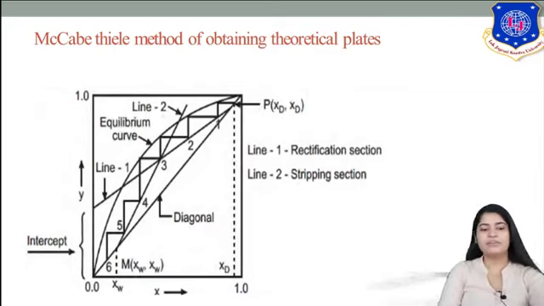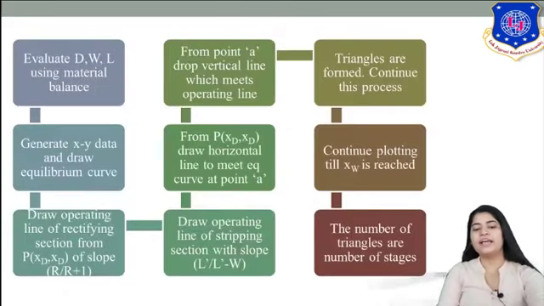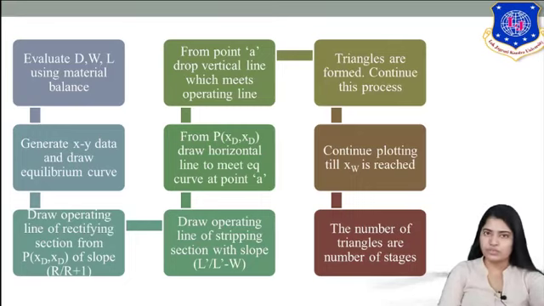You are plotting your line 2 from point M, where M is XW. From point M you are drawing line 2. The slope here is L bar upon L bar minus W. You will calculate the slope, and based on that you will plot your line.